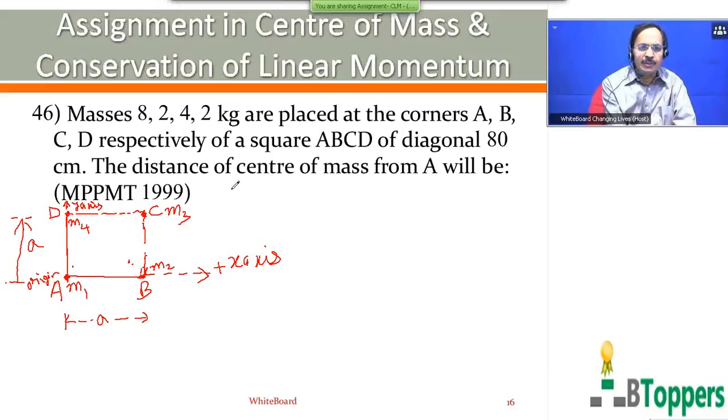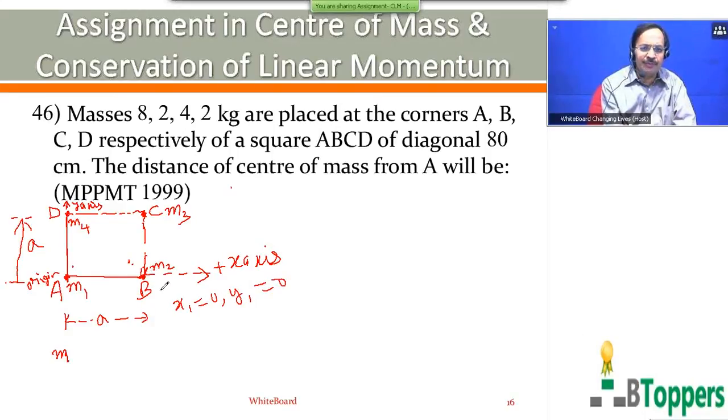So the mass M1 placed at the corner A is 8 kg. Mass M2 is 2 kg. Mass M3 you can take 4 kg. Mass M4 equal to 2 kg. And coming to the coordinates, for the first mass placed at the origin, x coordinate is 0 and y coordinate is 0.